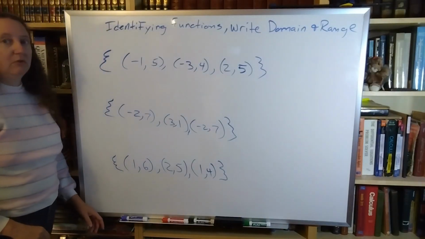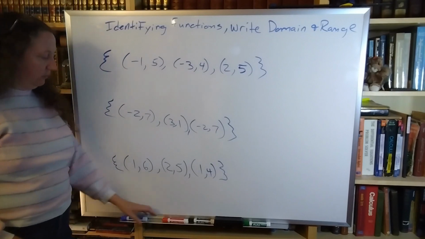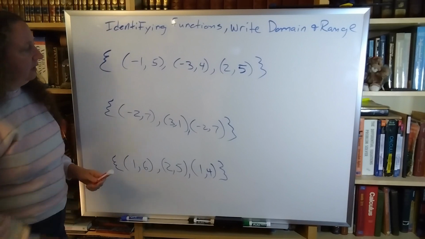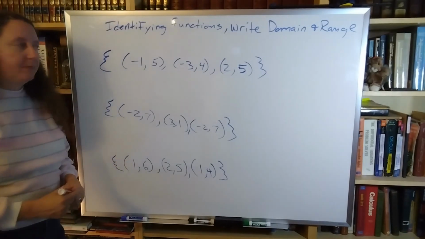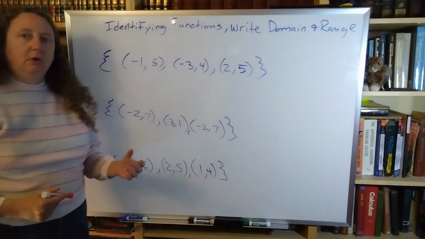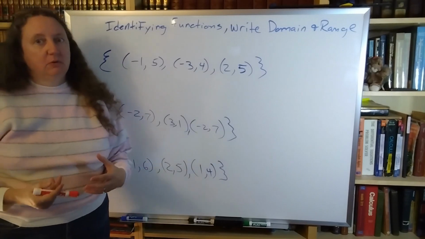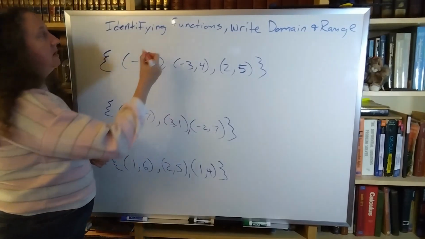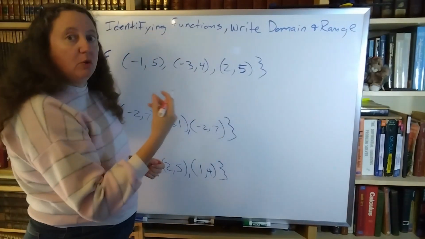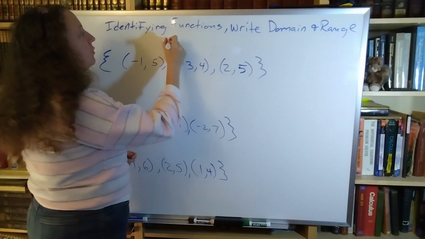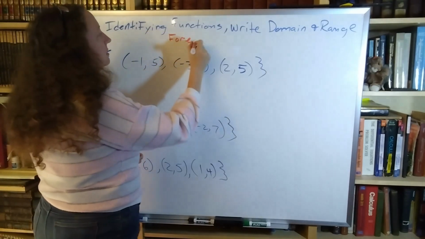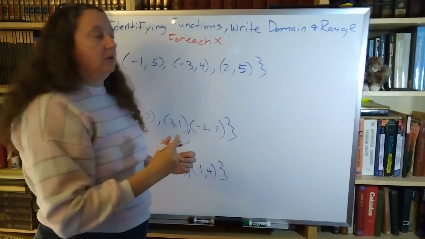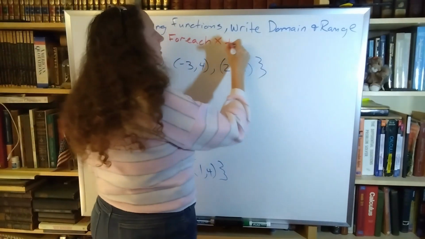Identifying functions and writing the domain and range of those functions. So we have 3 examples here. Identifying whether it is a function or if it's just a relationship. Functions are one-to-one. That means for each x, there is only one y.